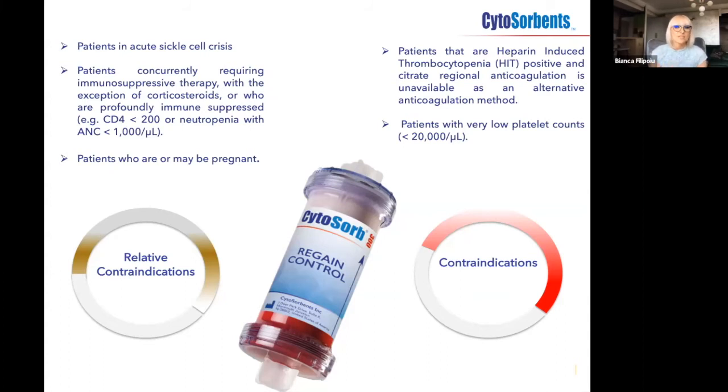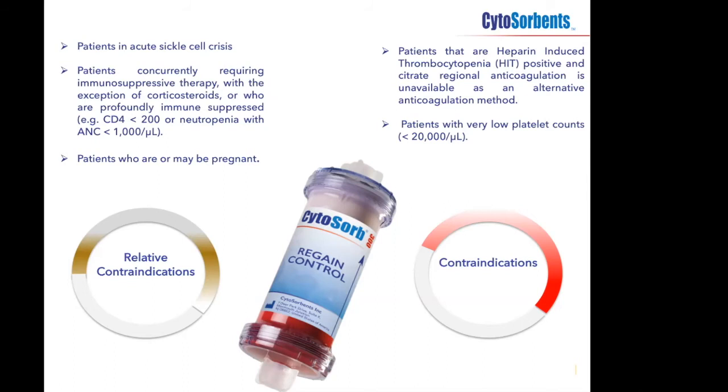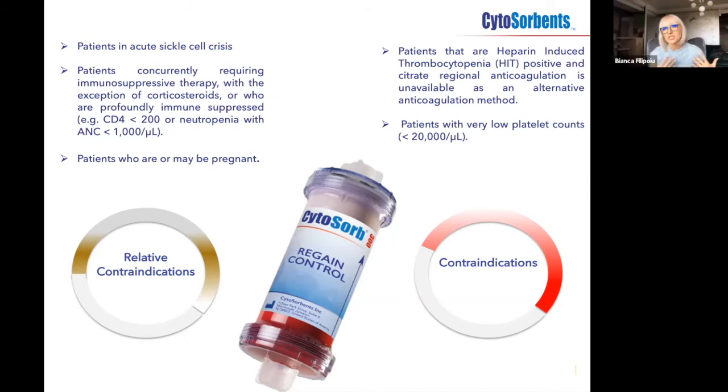So the relative contraindications are patients in acute sickle cell crisis, patients who are under immunosuppressive therapy, and in those cases, maybe it's a good idea to increase the dose of immunosuppressive drugs, of course, and patients who are or might be pregnant. So in this case, we have to think twice, and we have to analyze the risk-benefit balance and take the best decisions.